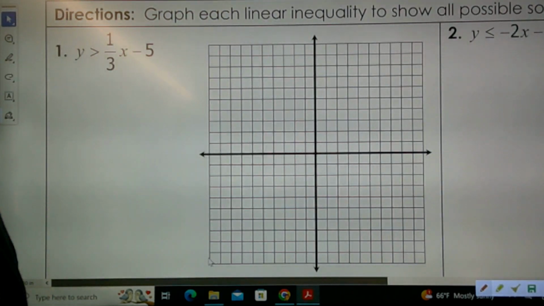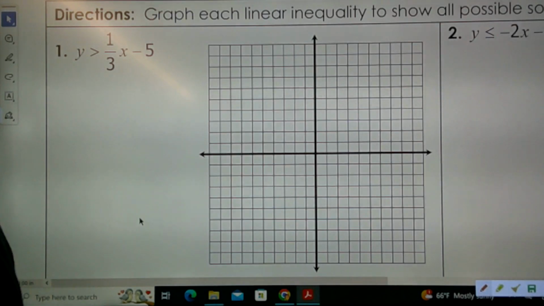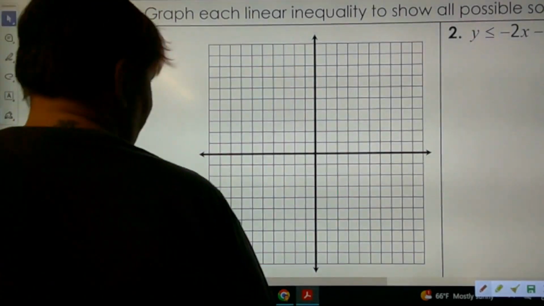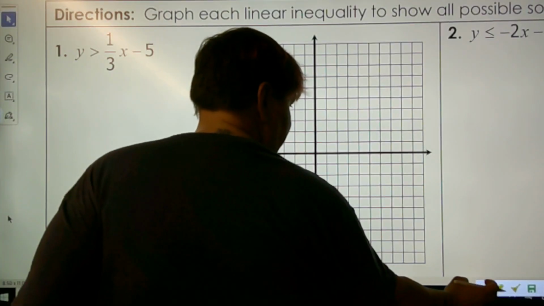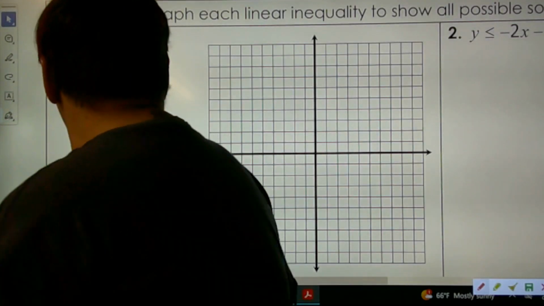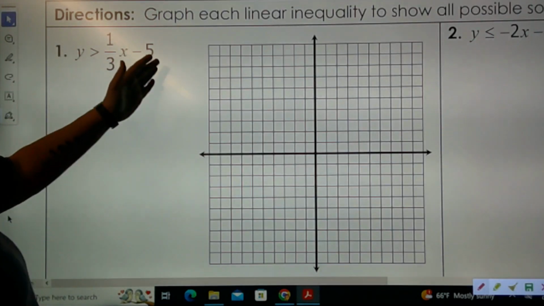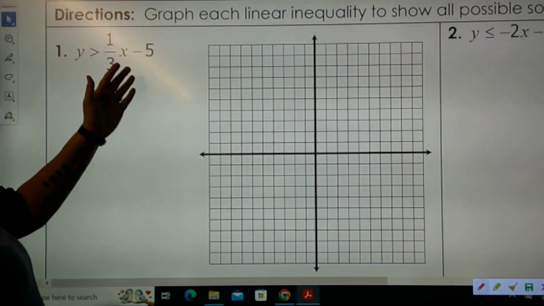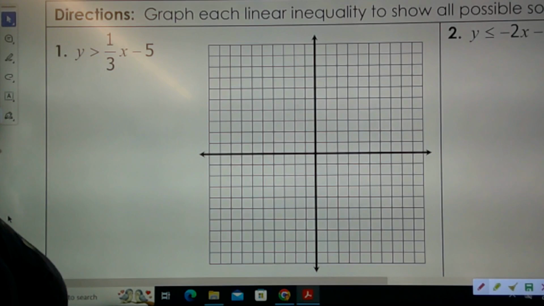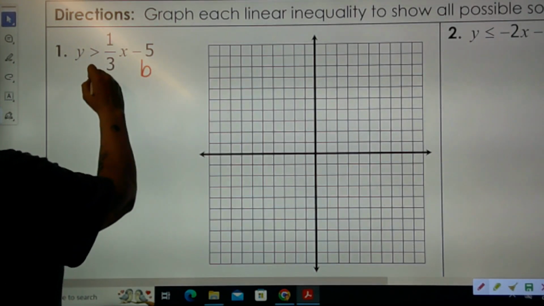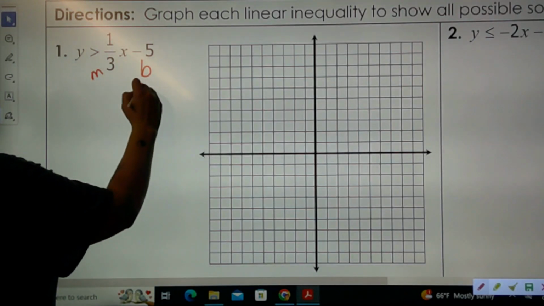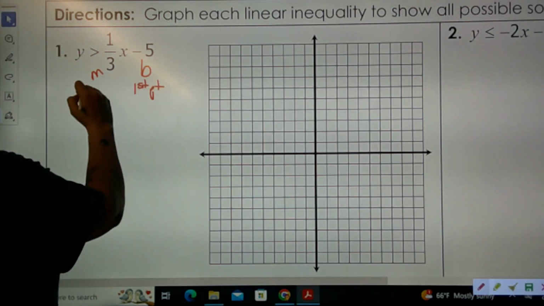Graph the linear inequality to show all possible solutions. All right, so first we have to make sure it's in slope-intercept form, and if it's not, we need to put it in slope-intercept form. This one is in slope-intercept form. Boom. This is your B. This is your M. First point, next point.